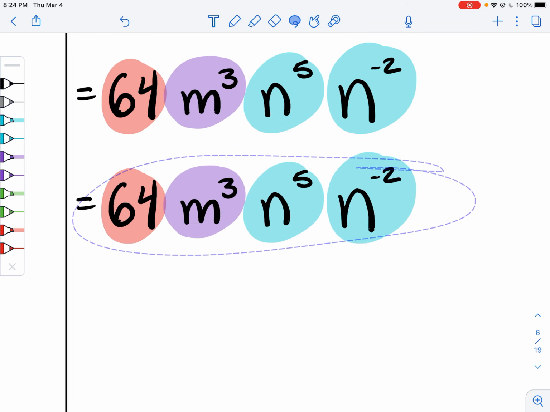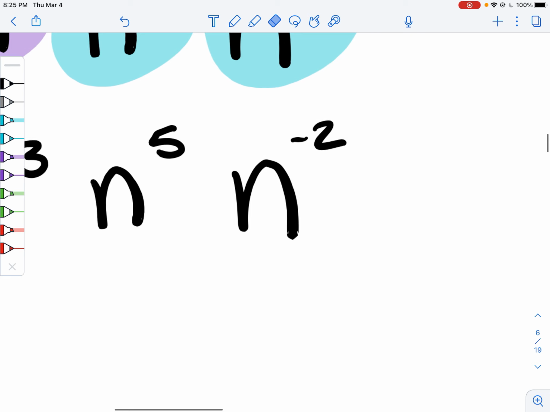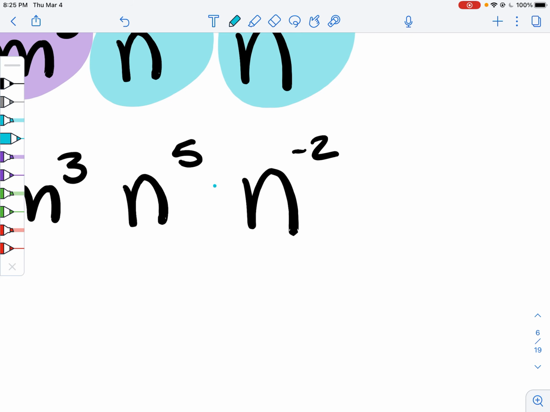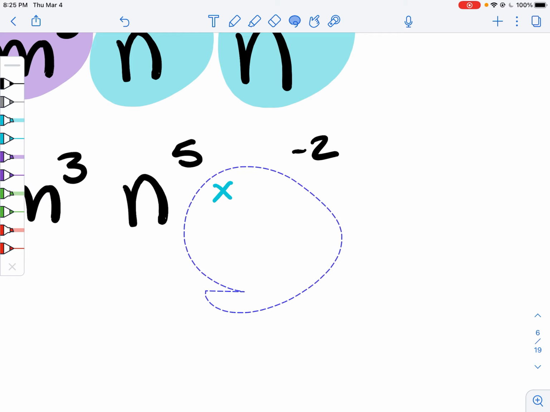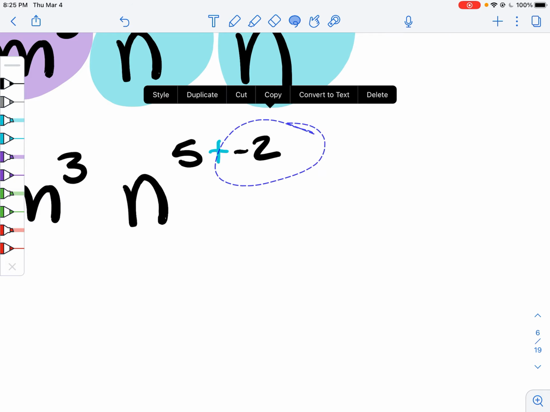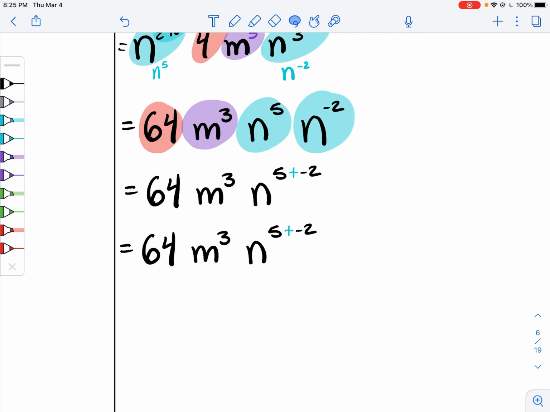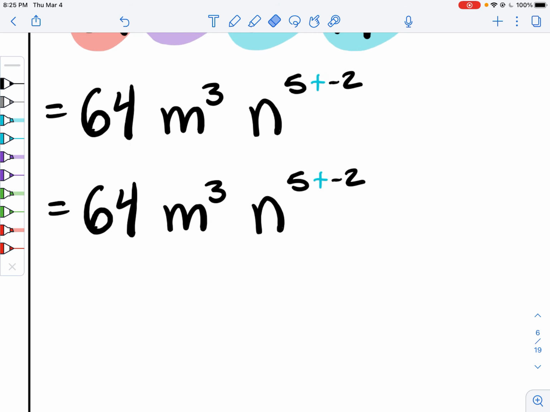We can just copy the same whole thing. We can't simplify 64 anymore. We can't simplify m cubed anymore. But we can simplify our n business right here. Since we have these two multiplied together, we're going to take those exponents and add them together. So that gives us 5 plus negative 2 as our power of n. 5 plus negative 2, last time I checked, is 3. So that gives us an n cubed.